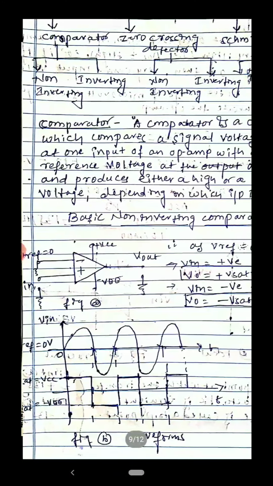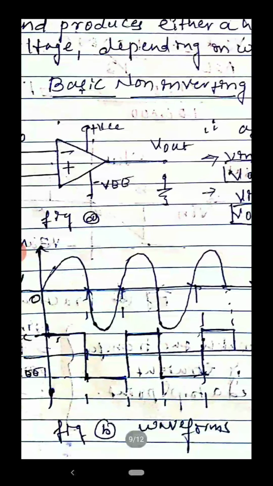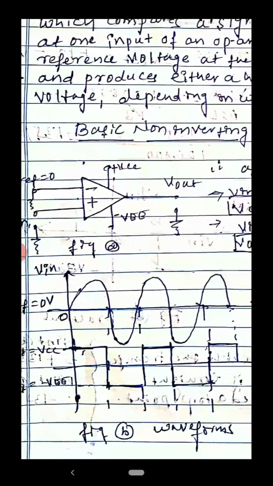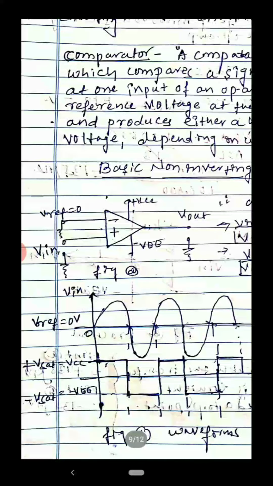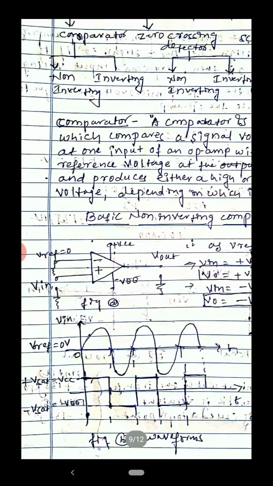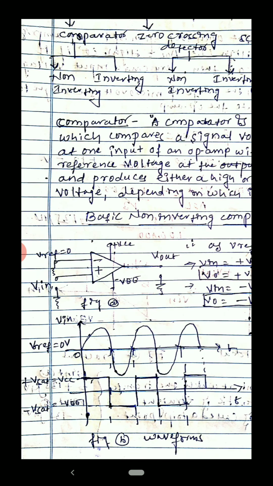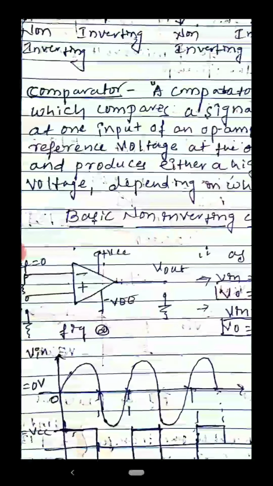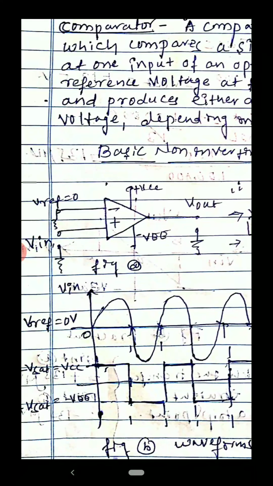Okay, now you see there is a waveform diagram. I will make it clear. On the left hand side you can see V reference is equal to 0 volt, and you have taken a sine wave. The sine wave is your input wave. The square wave generated is your output wave, that is V naught.